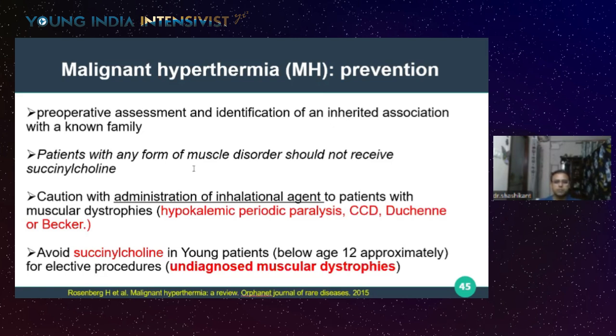And in patients with any form of muscle disorder, we should avoid giving succinylcholine. And again, I told that there are certain myopathies that I mentioned previously. They also have the potential to manifest damage if they are exposed to the triggering agents. And it is advisable not to give succinylcholine in any young patients below 12 years of age, because many of them might have undiagnosed muscular dystrophies, and they can develop MH.